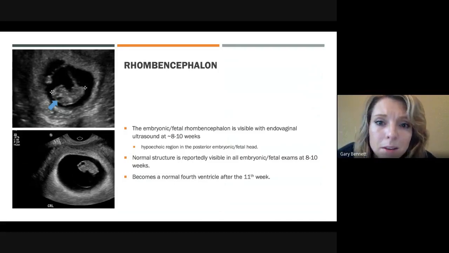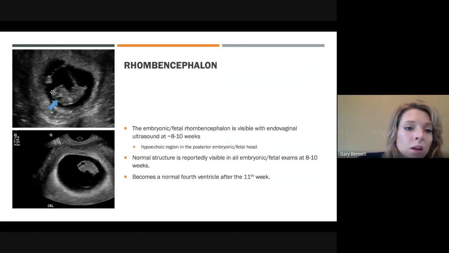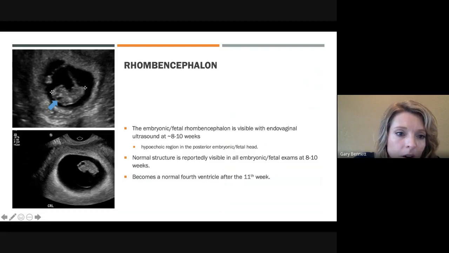So here's that rhombencephalon we talked about. You can see this nice dark anechoic structure right within the brain there. This one's an even nicer picture. That's just a nice picture. The whole gestational sac is nice and anechoic. You can see the amnion and part of the immature. That's a nice crown rump length. And then we have that really pretty rhombencephalon right there.